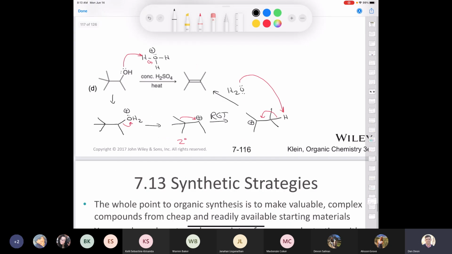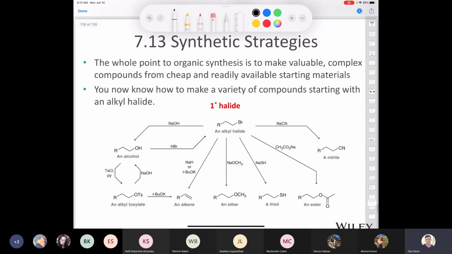Well, the last section of 7.13, we looked at this briefly last class, and I just said you want to familiarize yourself with all of the different reactions for a primary halide. Here we have a strong base doing an SN2 reaction. Here we have taking the alcohol and taking HBr. That's also an SN2 reaction to make an alkyl halide.